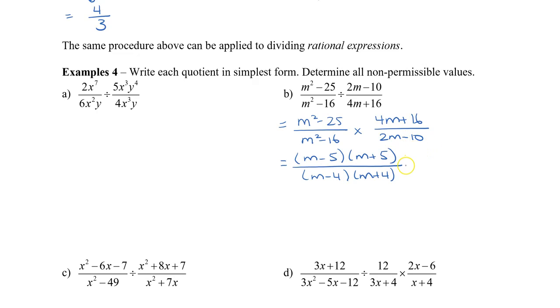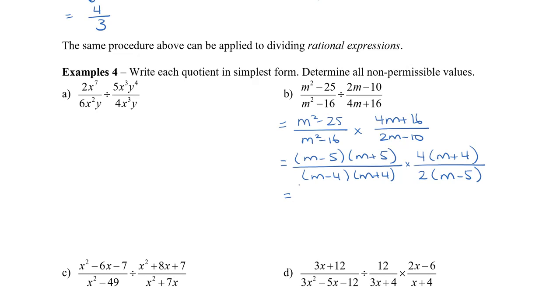Now the second fraction is not a trinomial, is not a difference of squares, but it is a binomial that has a factor that I can take out. So we take a look and we can see that I can factor out a 4. So I have m plus 4 left. In the denominator, I can factor out a 2, and I have m minus 5 left.